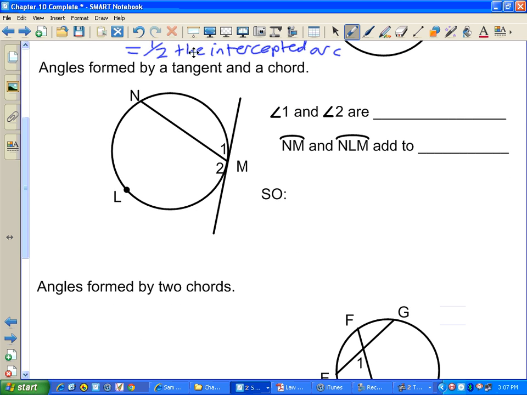If we have angles that are formed by a tangent and a chord, okay, so I've got a tangent line here, and it's meeting this chord at the point of tangency, and it creates two angles when it does that, 1 and 2. Now 1 and 2 are supplementary because together they make the straight line. Okay, so that means together they're 180 degrees. If I look at NM and NLM, together they make the whole circle, so they're going to add up to 360 degrees.